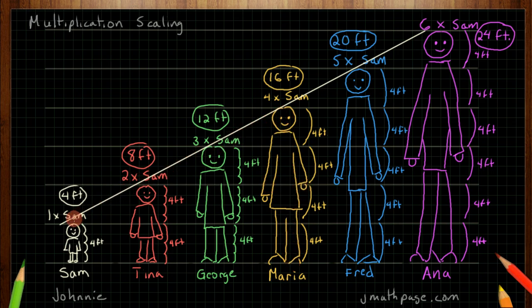So multiplication with scaling means things getting bigger, stretching, stretching, taller, taller, bigger, bigger, or it could be the other direction too. So scaling is a very interesting and important idea when we think about multiplication. I do hope this has been helpful to you.